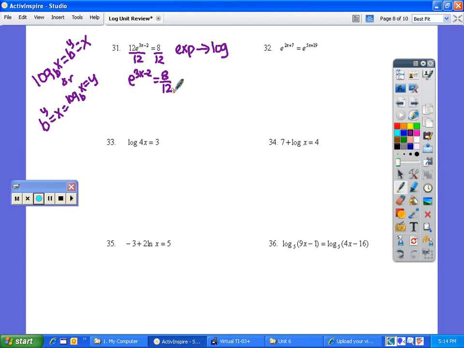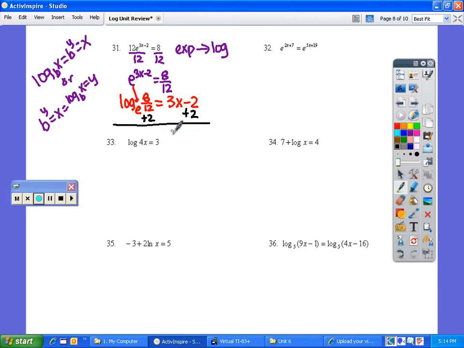So now we're going to go from exponential to log. So the first thing I do is I write the word log. And I bring the same base down. The 8/12 winds up going next to log. And 3x minus 2 goes on the other side. Now I need to solve for x.